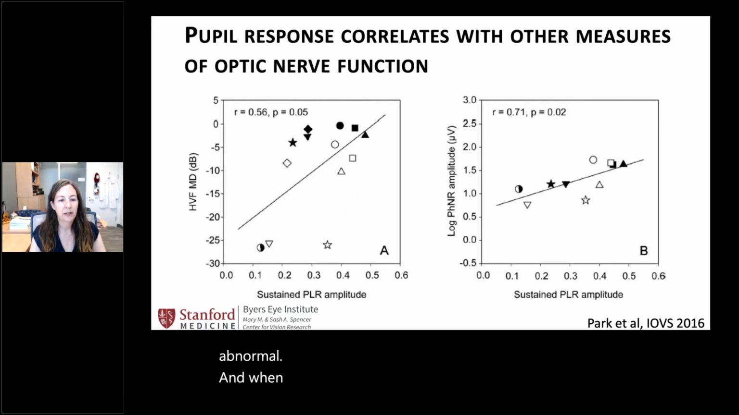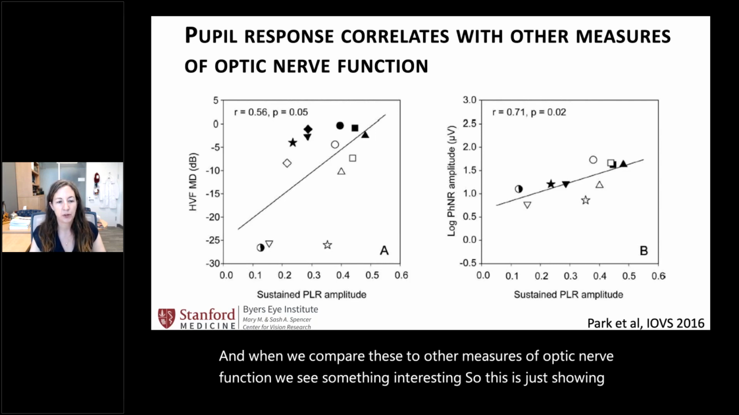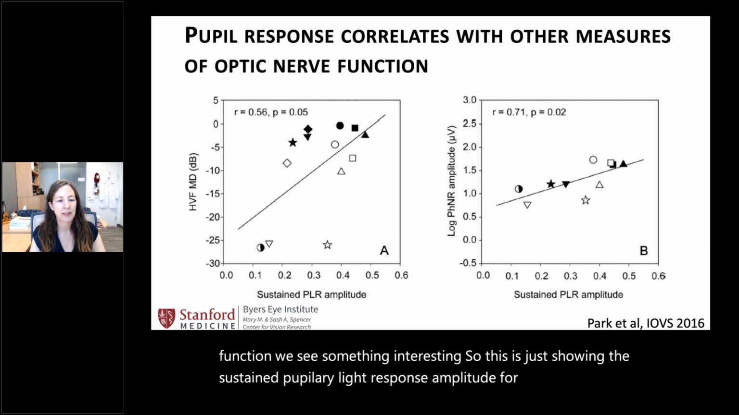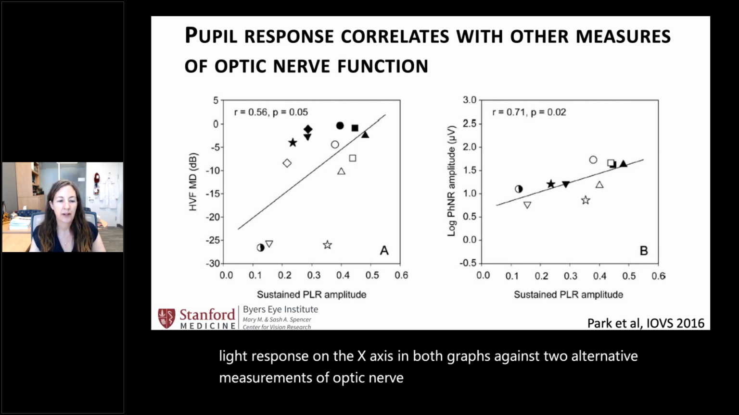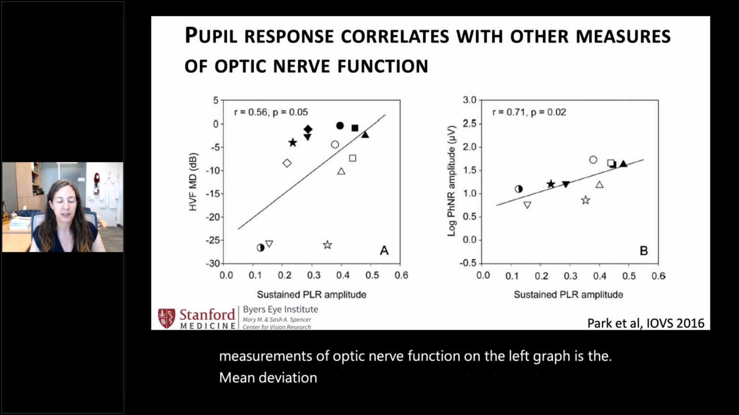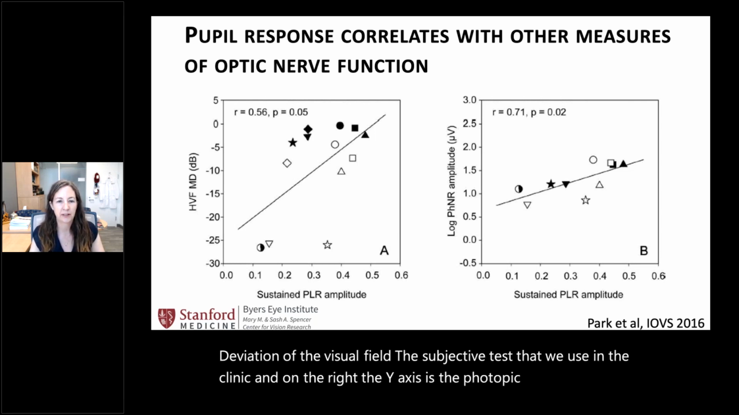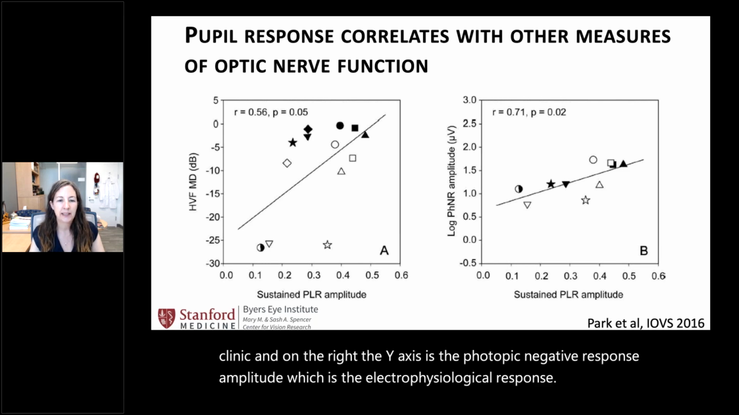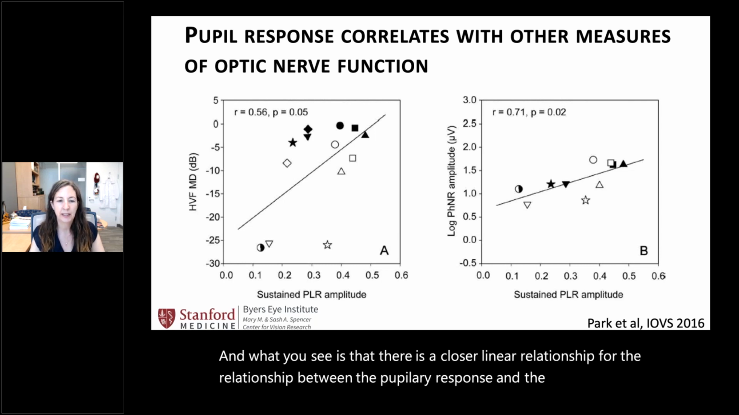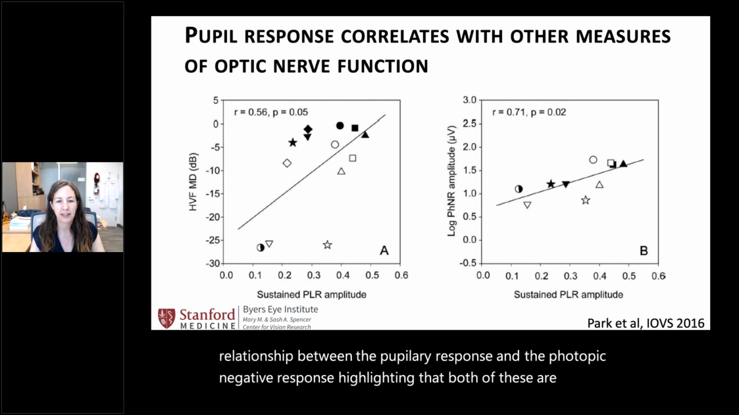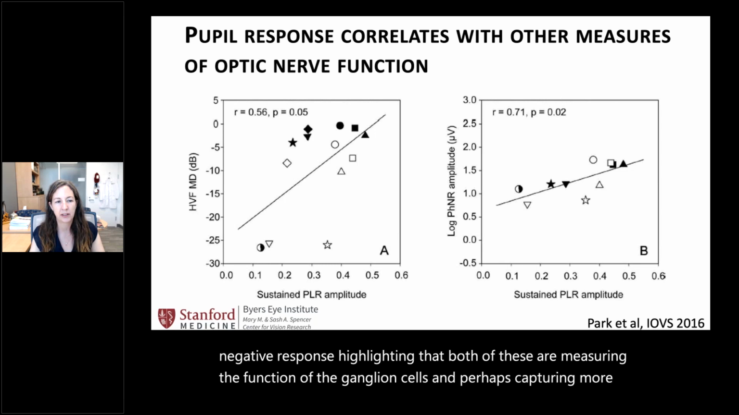And when we compare these to other measures of optic nerve function, we see something interesting. So this is showing the sustained pupillary light response amplitude for the melanopsin light response on the x-axis in both graphs against two alternative measurements of optic nerve function. On the left graph is the mean deviation of the visual field, the subjective test that we use in the clinic. And on the right, the y-axis is the photopic negative response amplitude, which is the electrophysiological response. And what you see is that there is a closer linear relationship between the pupillary response and the photopic negative response, highlighting that both of these are measuring the function of the ganglion cells and perhaps capturing more than just what is supplying conscious vision.